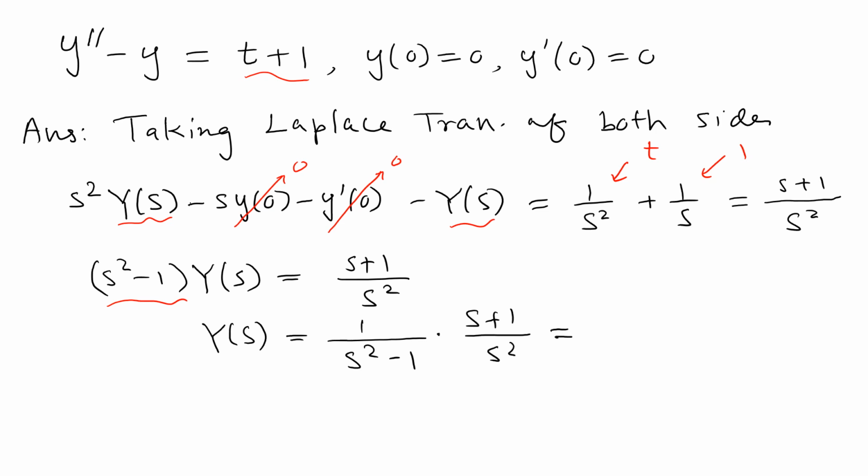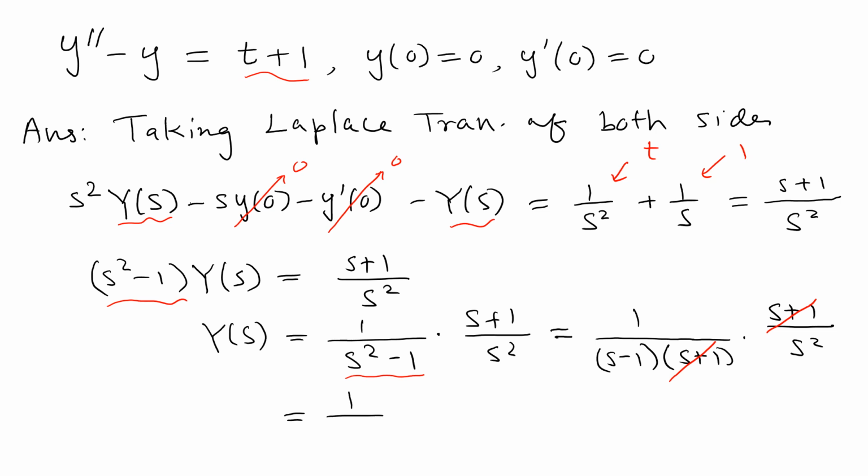Now you can do some nice simplification. You can factor this term because of the difference of squares. You're going to get s minus 1 times s plus 1 from the first term. And then we have the s plus 1 here over s squared, and you can see what happened. This term gets cancelled out, so that simplifies really well. What you get is 1 over s minus 1 times 1 over s squared. We can leave this as a product like that.